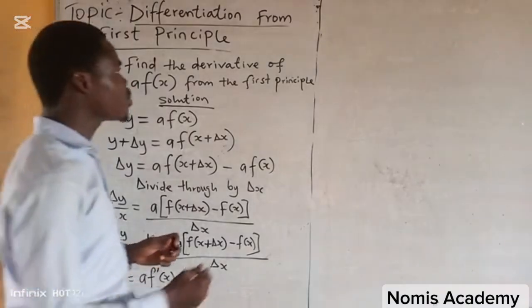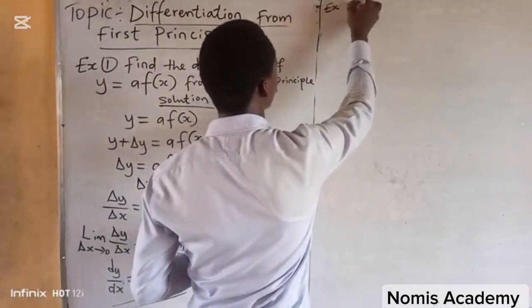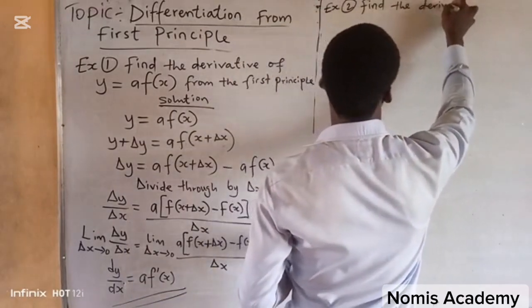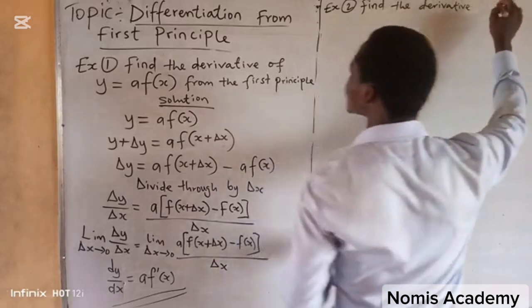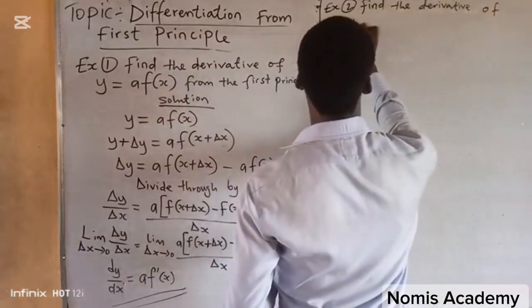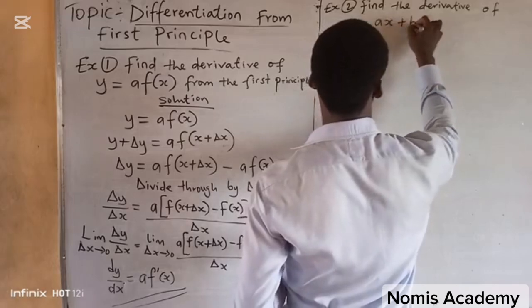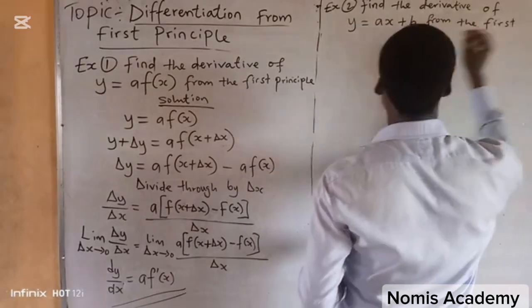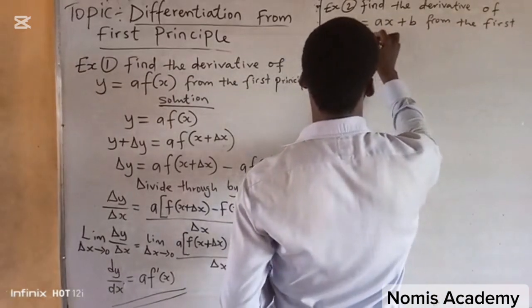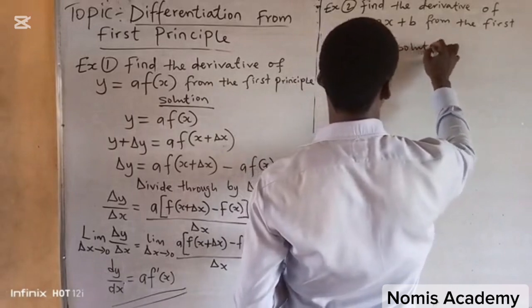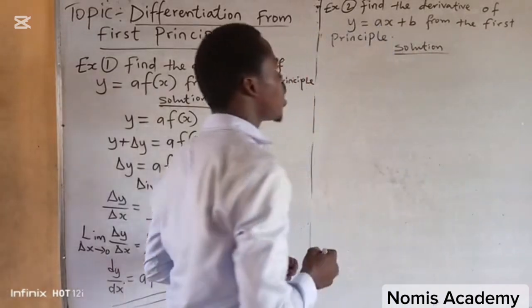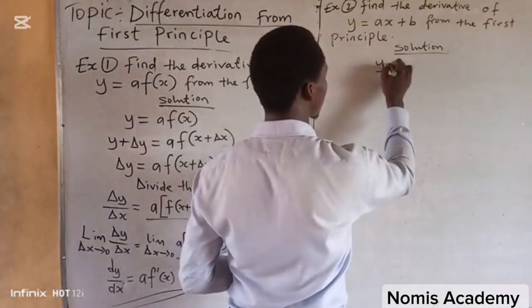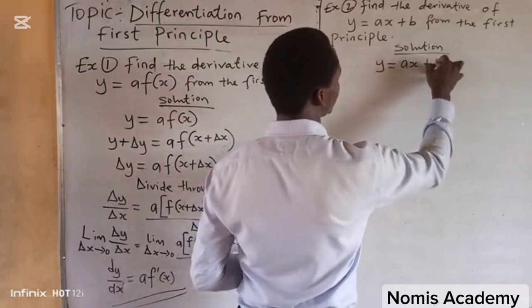Let's pick another example. Example 2. Find the derivative of y equal to ax plus b from the first principle. So, solution. Alright, we write out the problem given. The function given is y equal to ax plus b.